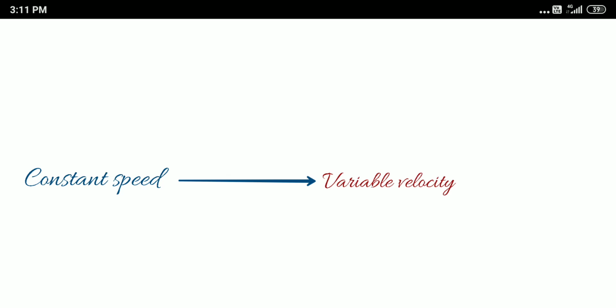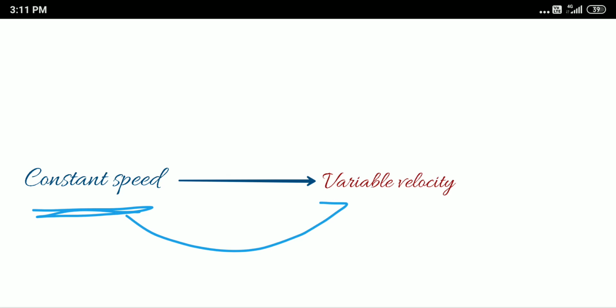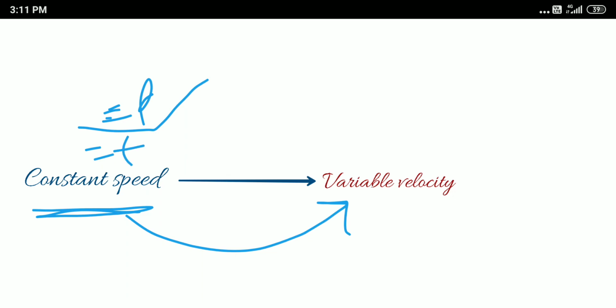Here we have concluded a very important point. We have just understood that constant speed is also an example of variable velocity, because when there is constant speed, that means equal distance in equal time interval, the same distance in the same time interval, but we do not bother about the direction. So this is also an example of variable velocity.